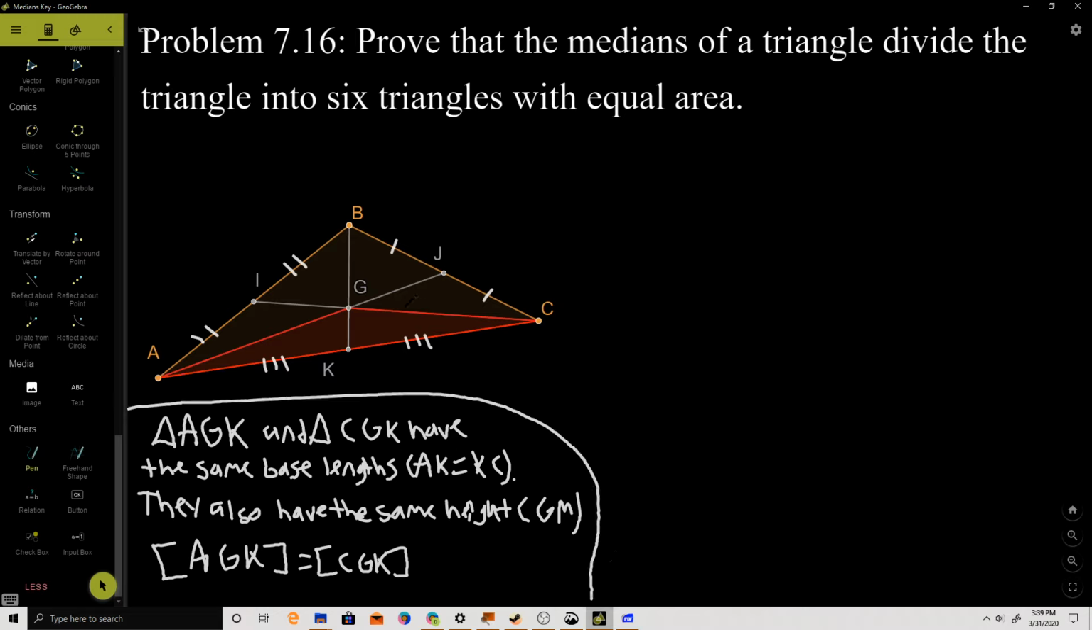Well, I think the natural choice might be to go with, let's say, how about AIG? Triangle AIG. Now, what triangle would that have the same base as? Well, I notice AI and IB are the same. So maybe BGI have the same base, and they do. IB is the base of BGI. AI is the base of AIG. So I can determine that these two triangles have the same base.